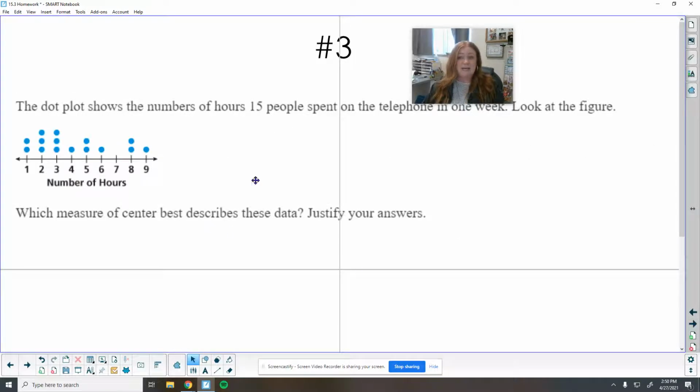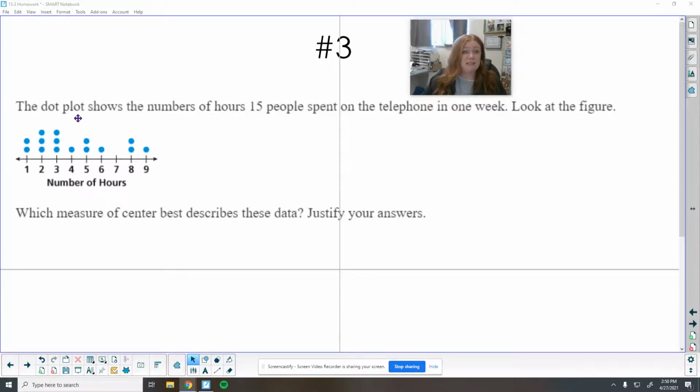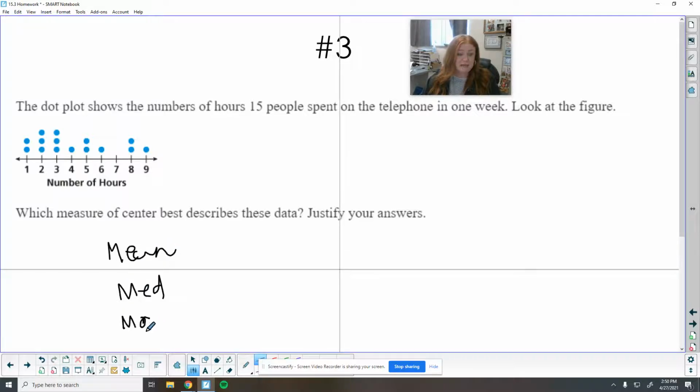Okay, number 3, we've got this dot plot that shows the number of hours 15 people, so there should be 15 dots, spent on the telephone in 1 week. Look at the figure. We've got anywhere from 1 hour to 9 hours. Which measure of center best describes these data? We've got to choose between the mean, the median, and the mode.